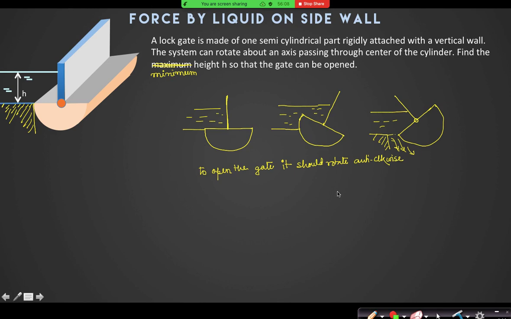Sir, is the radius of the hemisphere given? Yes, definitely. This radius should be given. This radius is R. So that means the torque produced by the vertical force, meaning its weight, should be greater than the torque produced by the horizontal force. Yes.